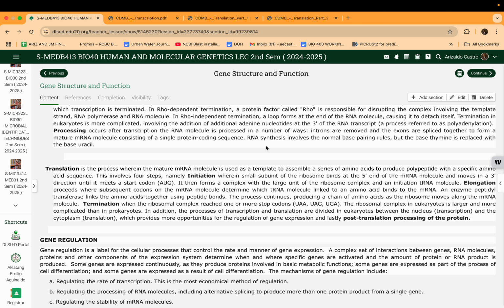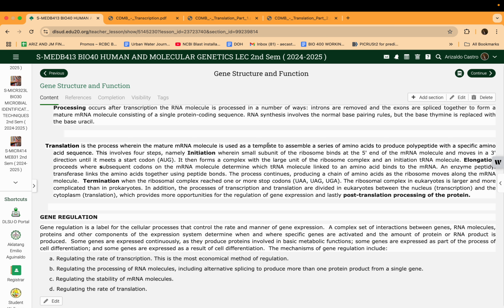Elongation proceeds where subsequent codons on the mRNA molecule will determine specific amino acids. Okay? An enzyme called peptidyl transferase will link the amino acids together by synthesizing peptide bonds. The process will then continue until you have a chain of amino acids that moves along the mRNA molecule, and when the ribosomal complex encounters a stop codon, a UAA, a UAG, or a UGA, translation comes to a halt.